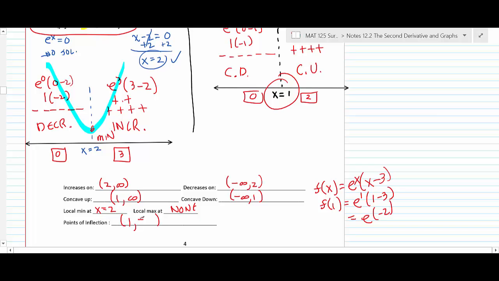Just write it as negative 2e. That's good enough. That's the best way to write it. That's the exact point of inflection right there. Okay? If you went to your calculator, it's going to give you a decimal approximation of negative 2e. So that's it. The whole problem's done.